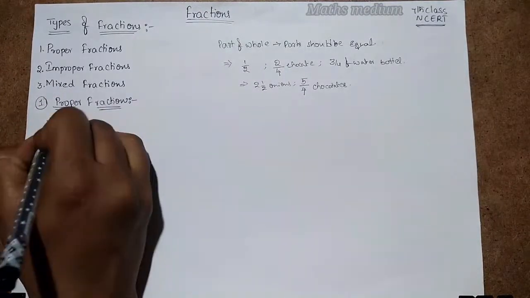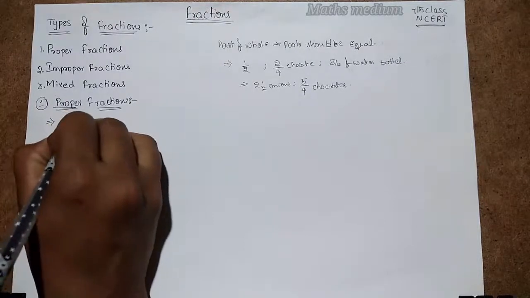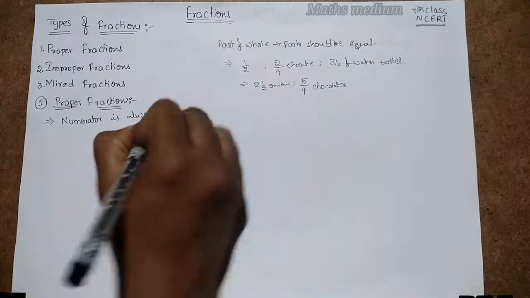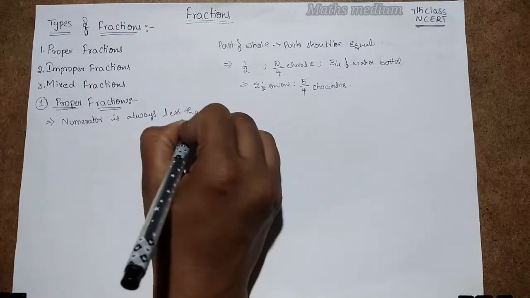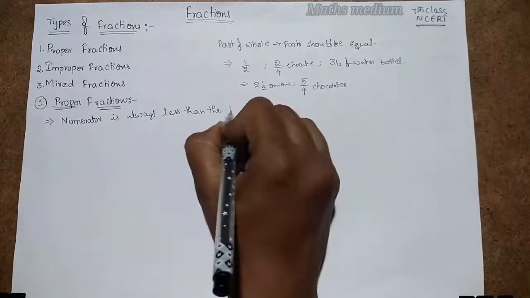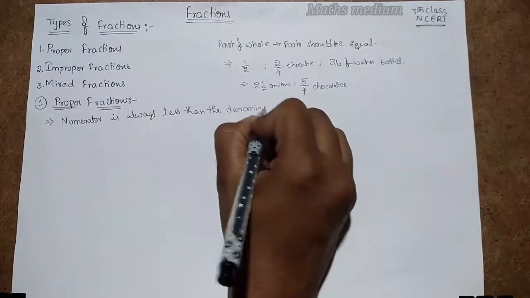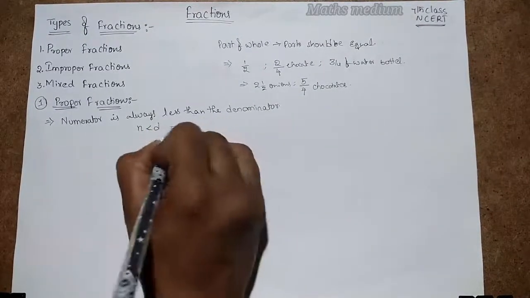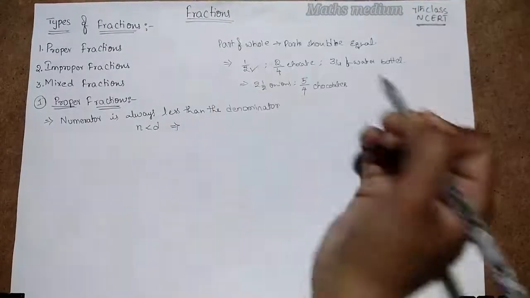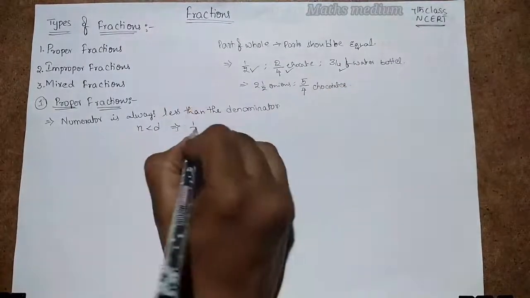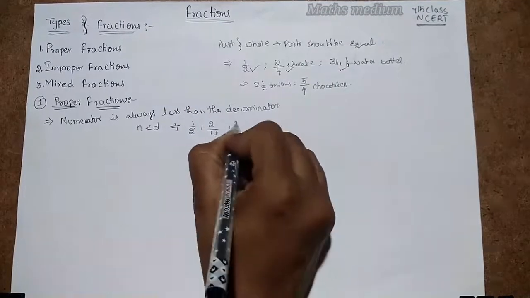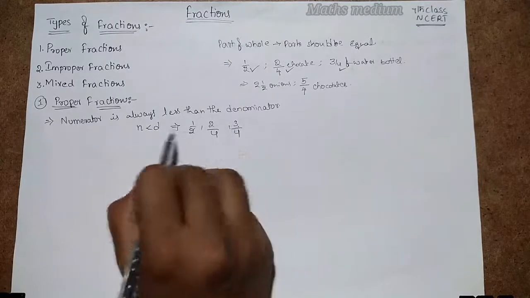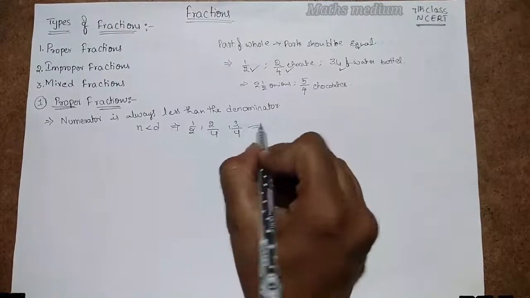In a proper fraction, the numerator is always less than the denominator. That means the numerator should be less than the denominator. So if you take, for example, 1 by 2, 2 by 4 and 3 by 4, see here, the numerators are compared to the denominators. These three are less than the denominator, right?